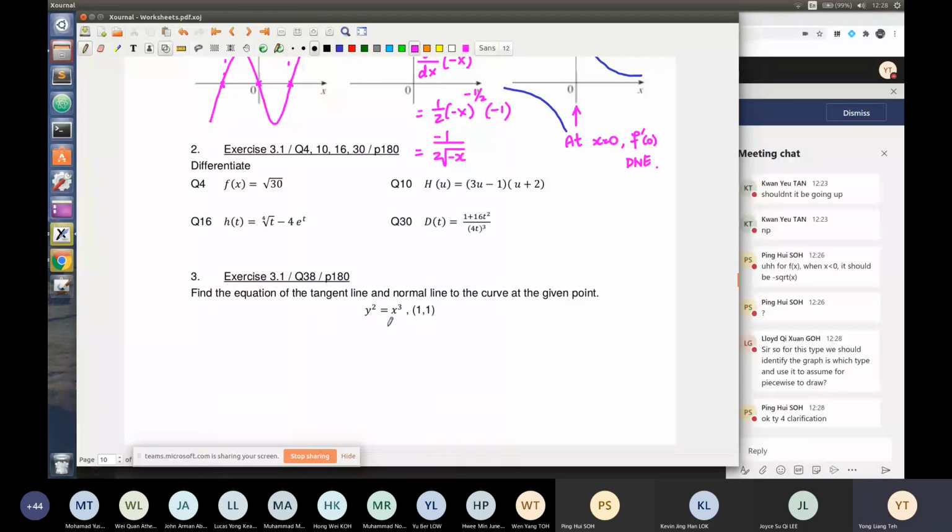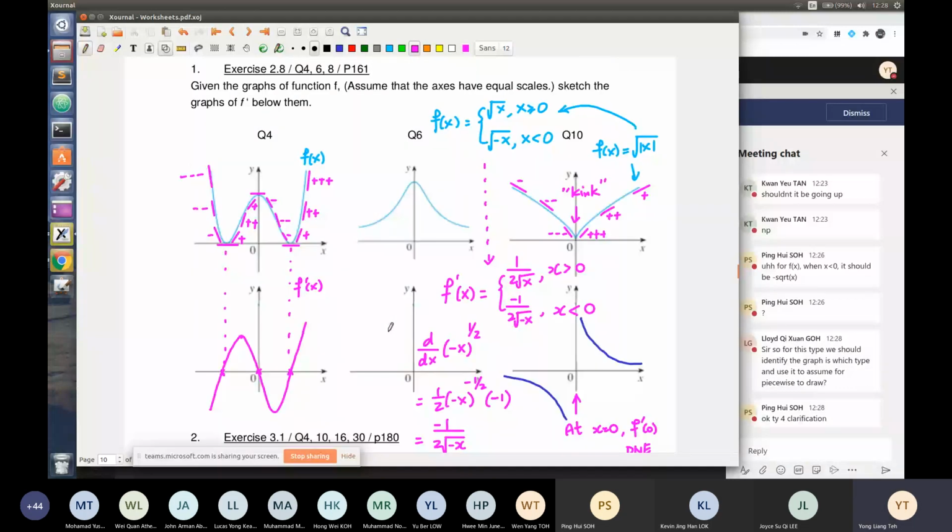Okay, hold on. I have a question from Lloyd. So you should identify the graph. Oh, no. This is just to demonstrate.